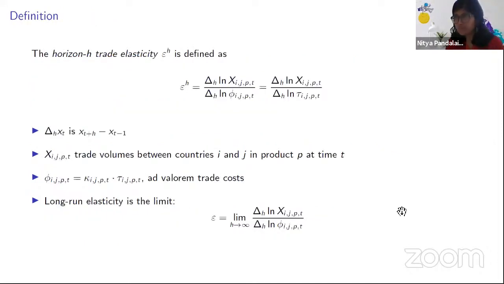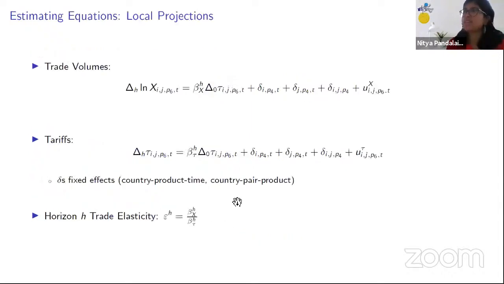So let me briefly define what I mean by horizon specific trade elasticity. And this is simply going to be the epsilon h, which is the log change in bilateral trade flows in a particular product over h horizons. So delta h is going to be x_{t+h} minus x_{t-1}, divided by the change in trade costs, and making the standard multiplicative assumption. This is the same as the change in trade flows divided by the change in tariffs. The long run elasticity then is the limit as h tends to infinity of this object. And this is what we're going to be interested in estimating.